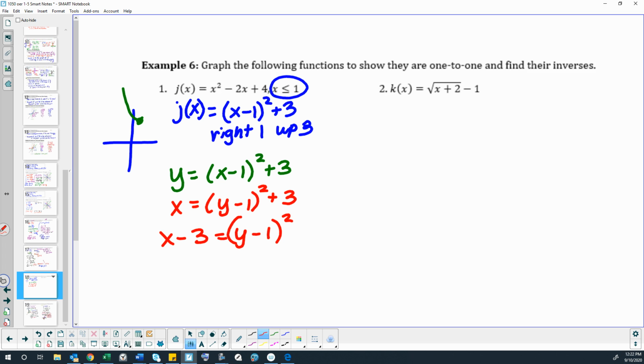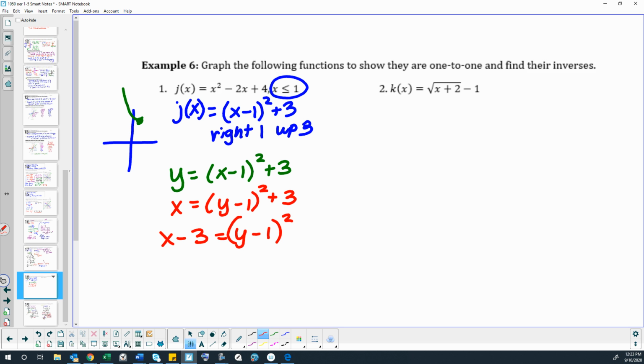Next thing we have to undo is the square. What are we going to square? Square root. Now, when you put a square root in a problem, you have to do a plus or minus. Except not this time, because it's restricted.